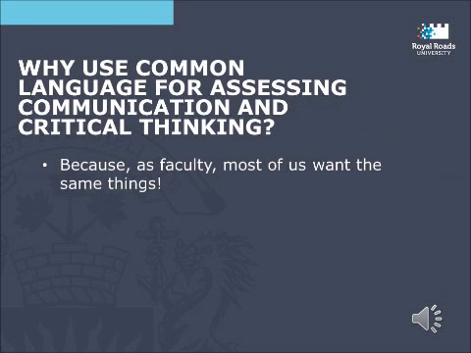Why use common language for assessing communication and critical thinking? Most faculty assess based on similar criteria. For example, most of us want students to clearly articulate what their main point is. We want them to substantiate that point using sufficient relevant evidence. We want them to communicate in a way that is easy to follow. However, because we all communicate these expectations in slightly different ways, it's not always clear to learners that many of their faculty members are in fact getting at the same points.